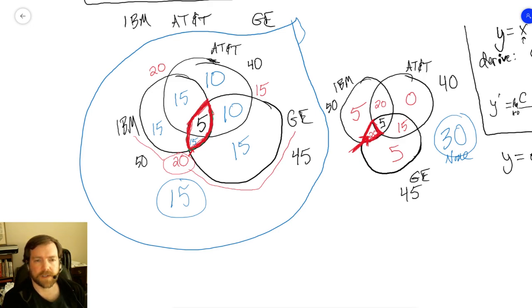Same with going across here. We've got 15 and 5 is 20, plus 10 is 30. GE was supposed to be 45 total, so we're 15 shy. That goes in GE only. IBM, 15 is 30, plus 5 is 35. Out of a 50 total for IBM, means 15 is remaining. And then once you add up all of them individually, you end up getting 15 spare. So I'd be interested to know what numbers you got.